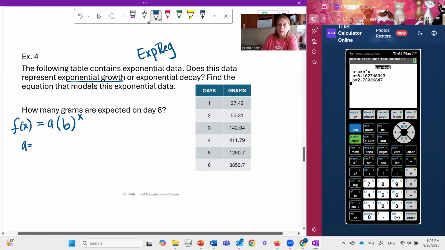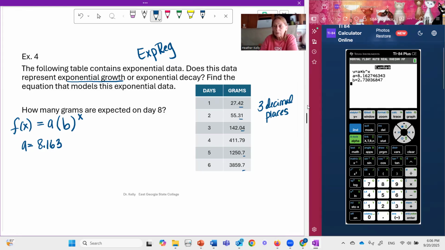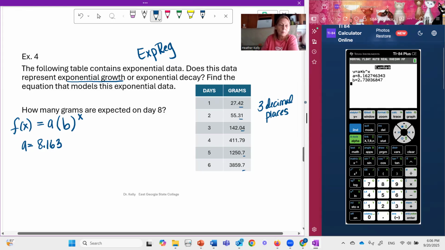So here we got a is equal to, now let's see, how many decimal places do we need to go out? We need 3 decimal places, because this data goes out 2. This only goes out 1, but this went out 2. So for us to be precise and accurate, we need to go out 3 decimal places. So the A is going to be 8.163, because 162 here and the 7 next to it. So you'll have to round up.